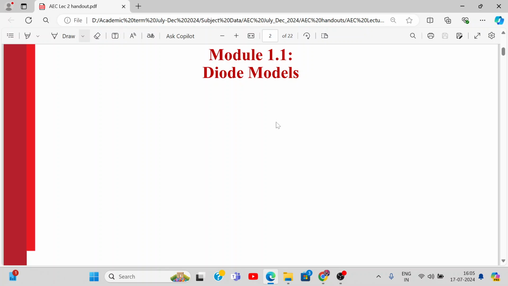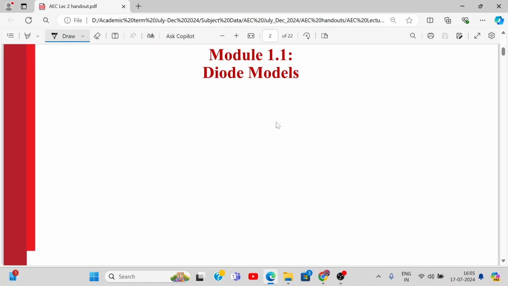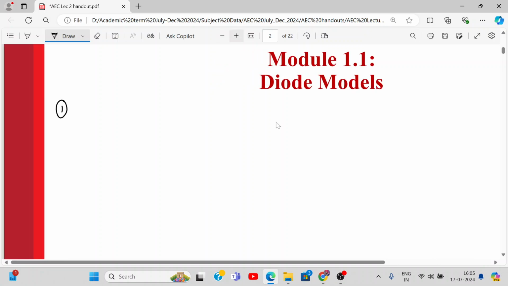Does anyone remember any of the diode models which we have discussed in the class last time? What was the name of the first model? Those were the second and third. The first model was the exponential model, right? Exponential diode model. All right.